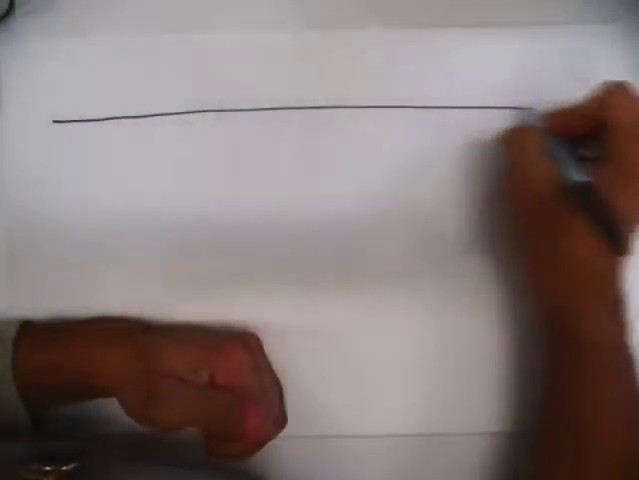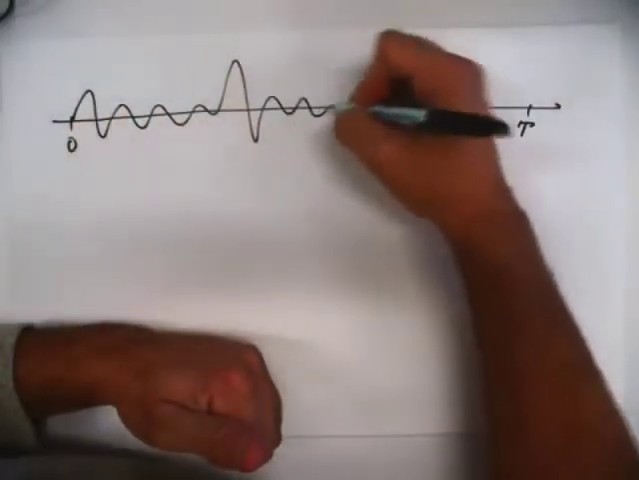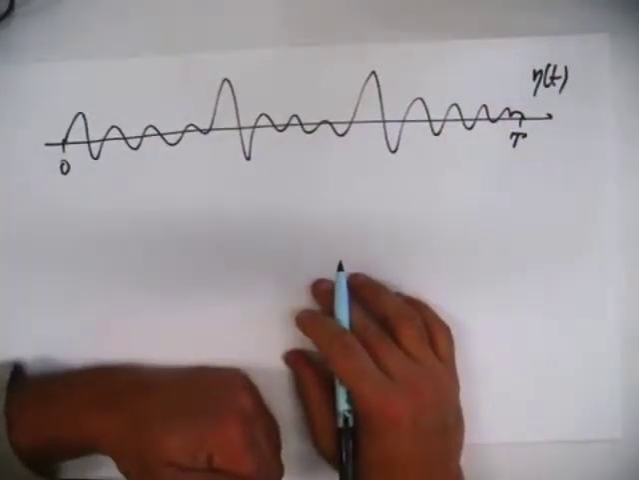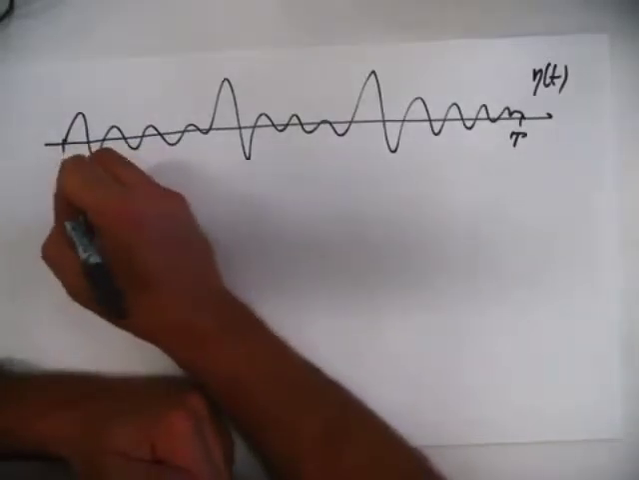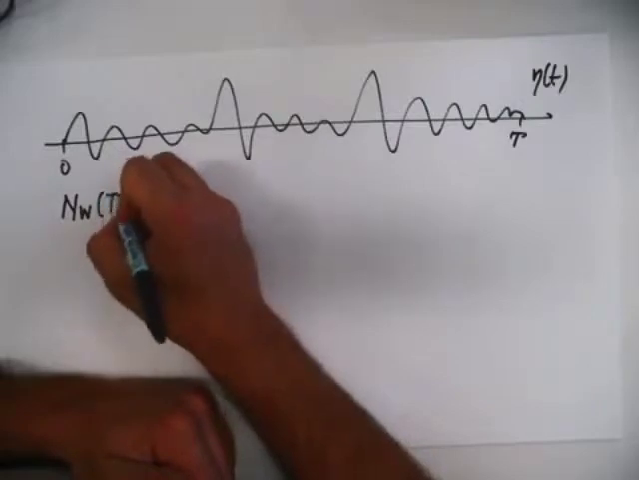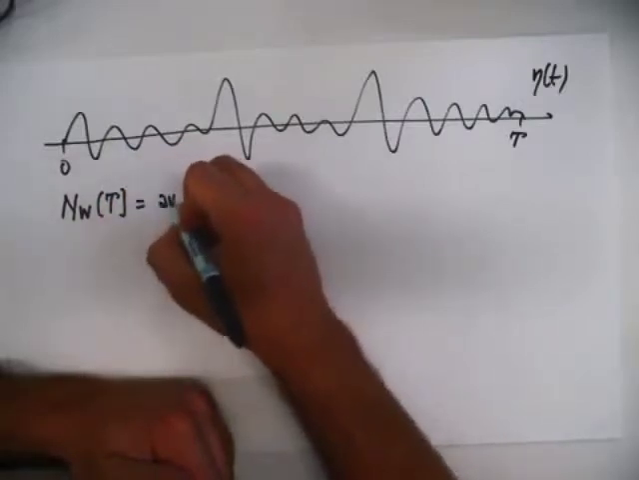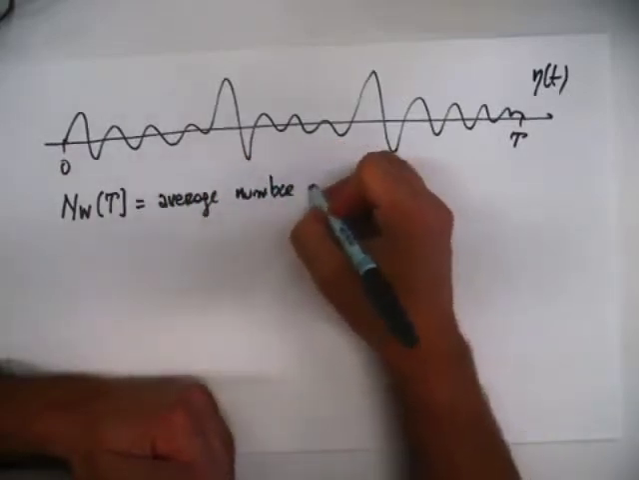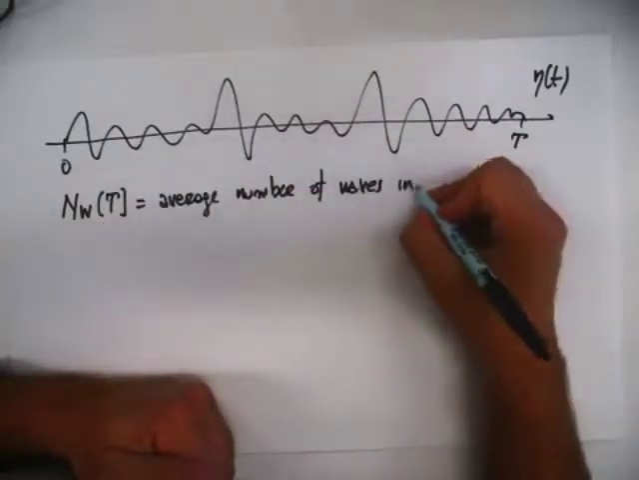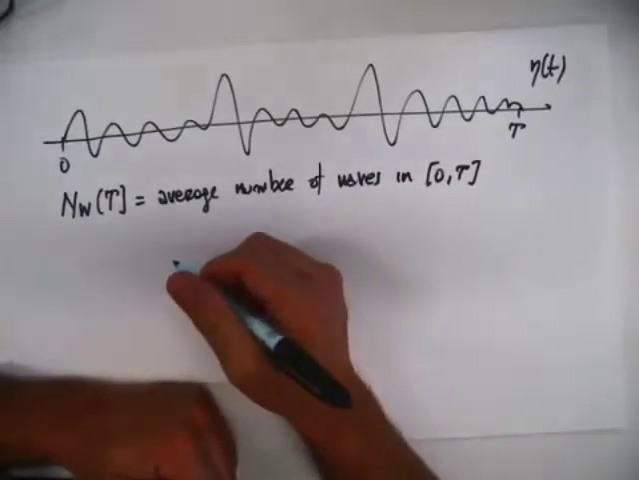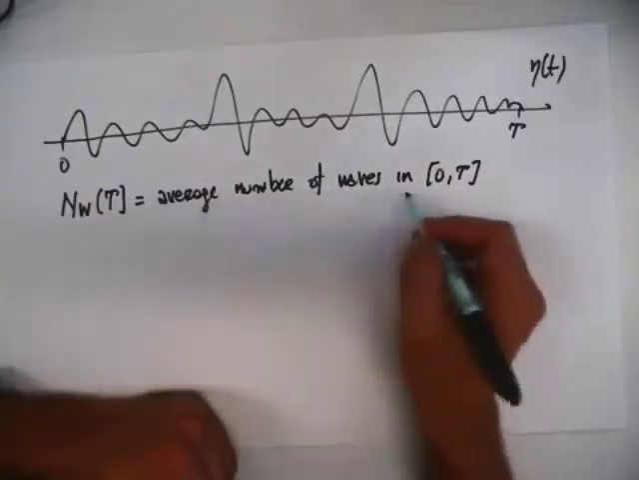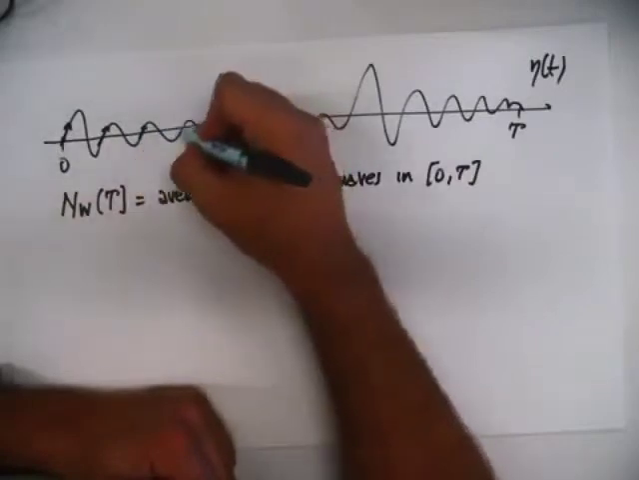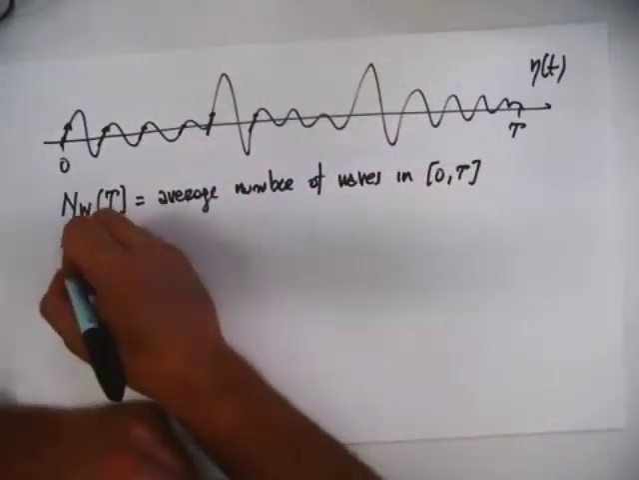So let's be a little bit more formal. Given an interval 0 to T, in which I have a time series eta of t, which is random, let's define N_W of T, the average number of waves in 0 to T, okay? And I'm going to show you that this average number of waves is also equal to the average number of zero crossings, okay?